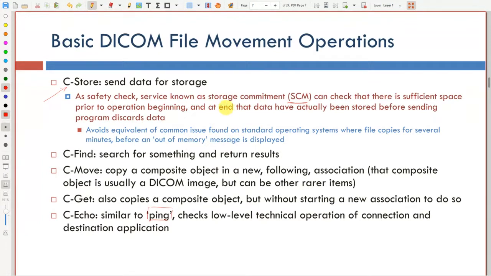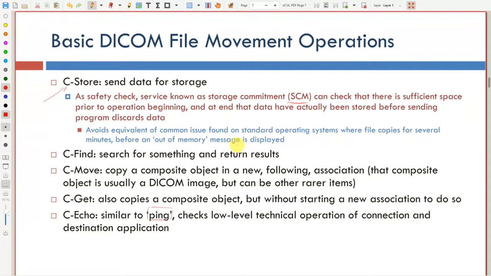This is very important. It avoids the equivalent of a common issue found on standard operating systems, where file copies run for several minutes before an out-of-memory message is displayed. You have to remember that images are really huge in size. It's not uncommon to try to store many gigabytes of data, and that will take minutes, literally more than minutes, to store on a local drive.